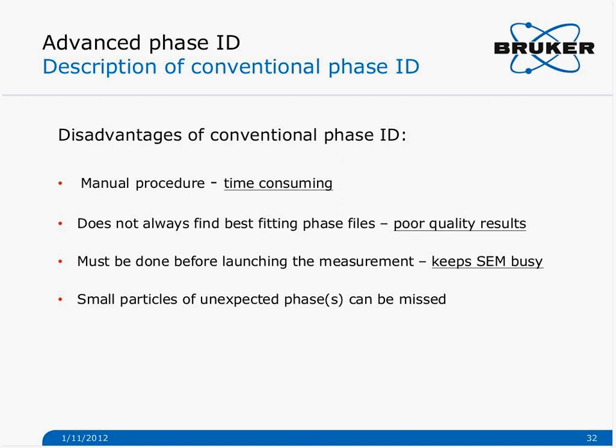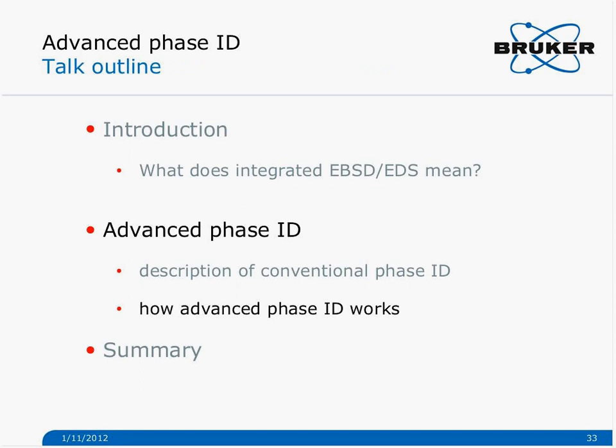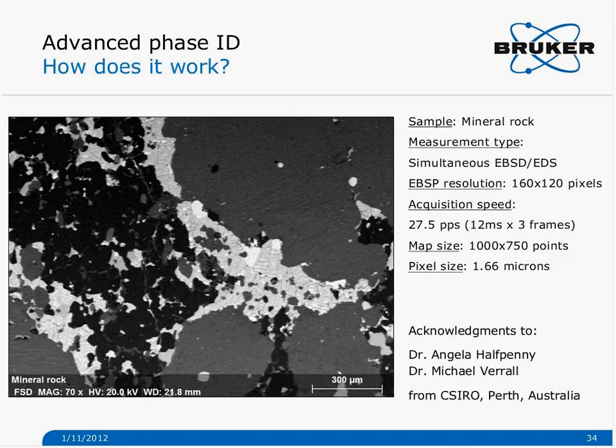Otherwise, you will just see at the end of the measurement that actually that area was not indexed, and it's a missing phase. Pass to the advanced phase ID. And before starting to explain how the advanced phase ID works and show results, I will have to give you a few details about the data set I'm about to show you.